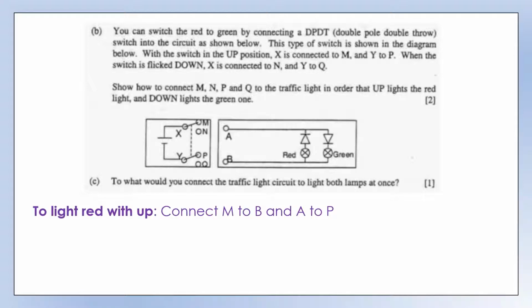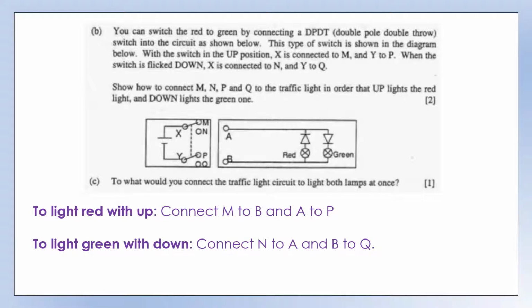So to light the red with up and green with down, we'd connect M to B and A to P, and then to get the green with down, we would connect Q to B, and you do N to A. So that's the setting that we need there.